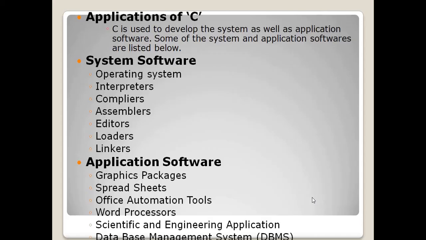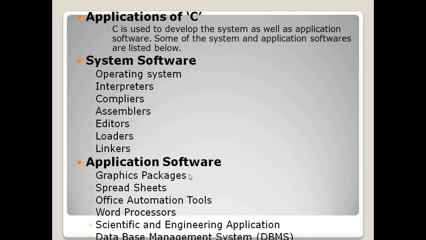Next we see applications of C. C is used to develop system software as well as application software. Some examples of system software are operating systems, interpreters, compilers, assemblers, editors, loaders, and linkers.